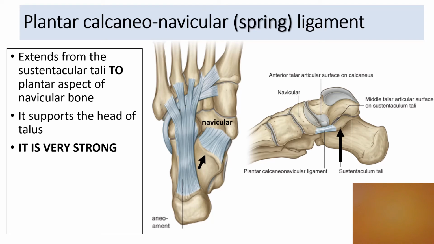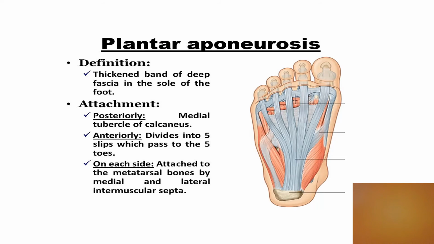This ligament is like a spring. It carries the head of the talus above the calcaneus, so they call it the spring ligament, exactly like a spring. The pressure of the talus comes down on it and it returns the talus back up. It is a very strong ligament and it supports the medial arch of the foot.